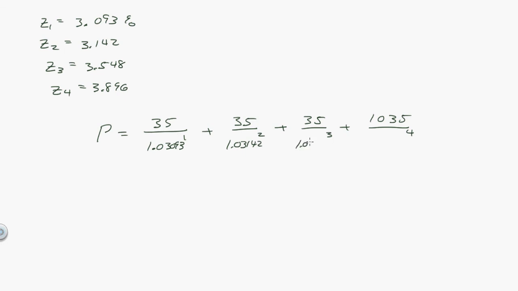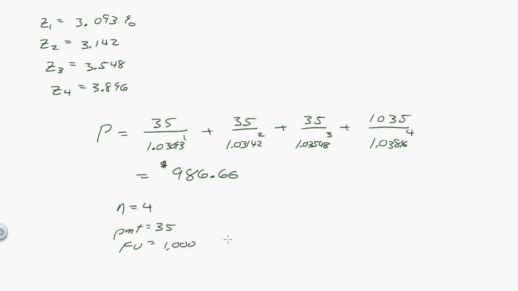1.03142, 1.03548 to the third, 1.03896 to the fourth. Put all that in there, and the price of the bond is equal to 986.66. I hope that's the right number that I'm looking at. And then from that I can find the yield to maturity. So now I say n is equal to 4, the payment is equal to 35, the future value is equal to 1,000. So this is how someone would actually price a bond.